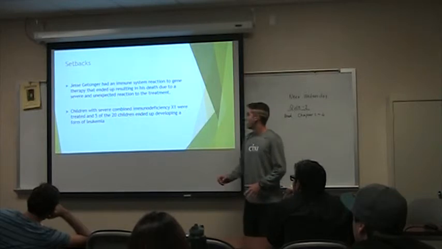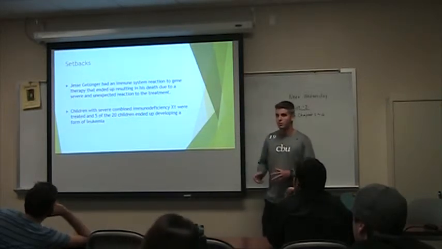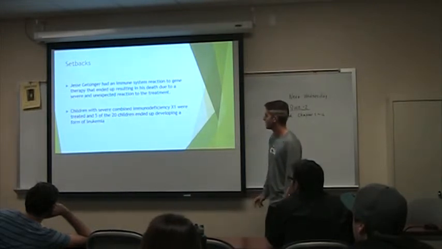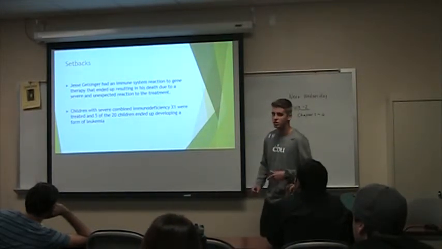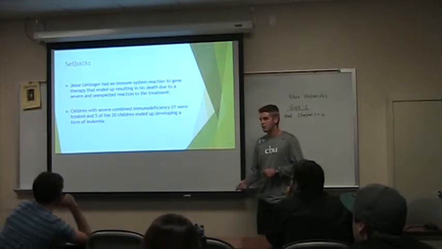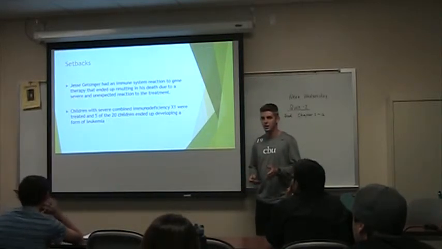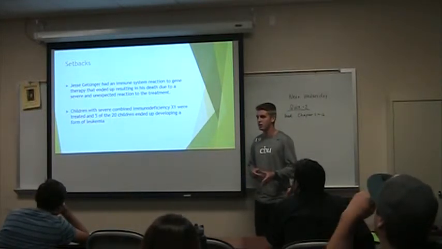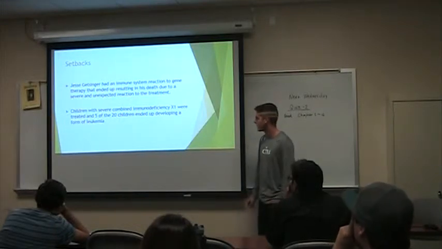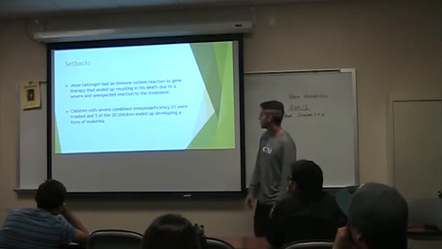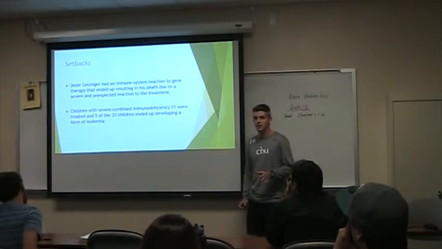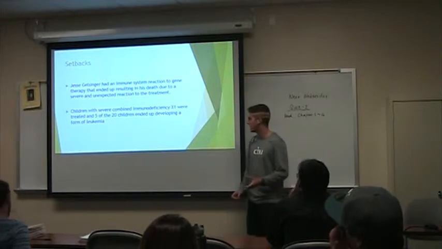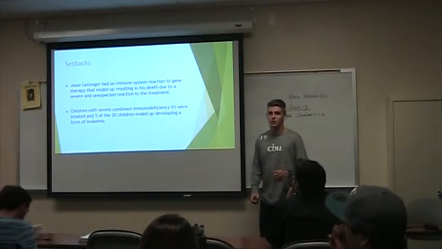So basically the article mostly talked about setbacks and breakthroughs in gene therapy. A couple of setbacks were that Jesse Gelsinger had an immune system reaction to gene therapy. He was treated for, I believe it was hemophilia, and then his liver had an adverse reaction to the gene therapy, which actually proved fatal to him. There were also some children that had severe combined immunodeficiency X1, and when they went through the gene therapy process to try and cure that, 5 of the 20 children ended up developing a form of leukemia.